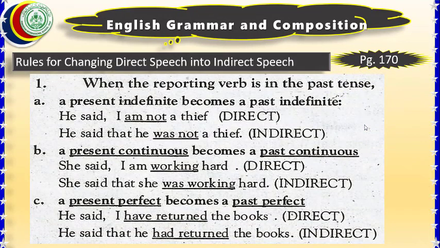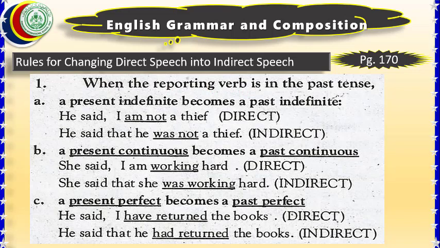Dear students, these are the rules. They are written here. Not so many, they are about 6 or 7. If you could memorize them, remember them, there will be no problem for you to change direct into indirect. When the reporting verb is in the past tense, a present indefinite.